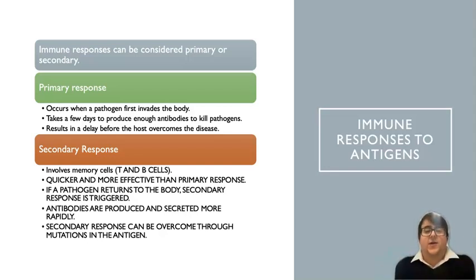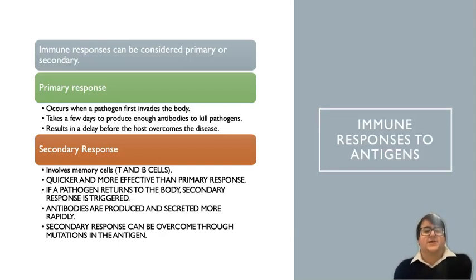So, immune response to antigens. This is just looking at everything. Primary response occurs when a pathogen first invades the body. It's the first time our body is exposed to that pathogen. It takes a few days to produce enough antibodies to kill that pathogen, which results in a delay before the host can overcome the disease, and hence you become sick.